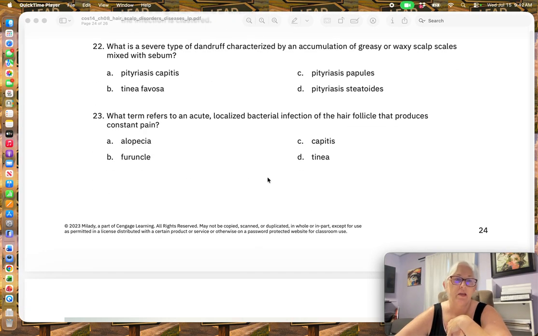Number 23, what term refers to an acute, localized bacterial infection of the hair follicle that produces constant pain? That's a big one. Alopecia can't be it. Let me just look real quick because I think I know the answer. Yeah, that's what I thought. Capitis, that's just dandruff, right? And tinea is just the head. So the only one that makes sense is a furuncle. Furuncle is a bacterial infection. It usually has pus. It's very gnarly and it's very painful in that little area. So furuncle is going to be your answer.